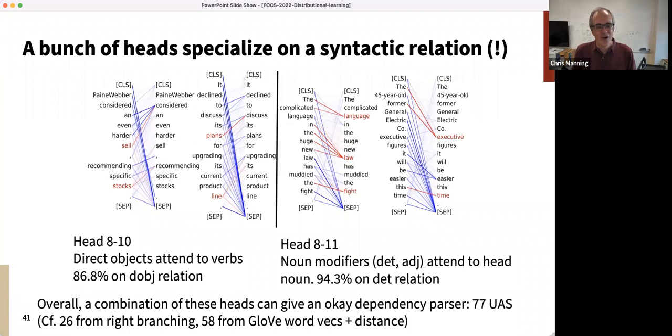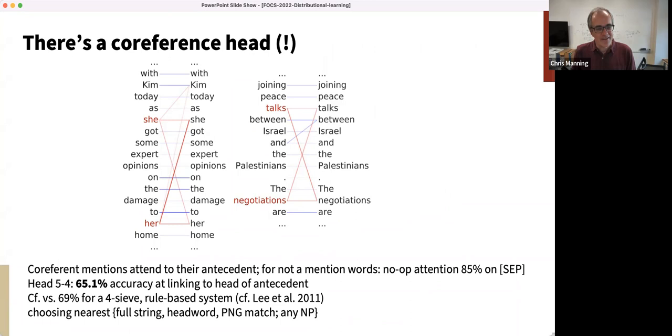There's another head that is basically a coreference head and tells you about things like pronominal and nominal coreference. So with Kim today, as she got some expert opinions on the damage to her home, this head that at her, it's pointing to her, she, and more weakly Kim. For she, it's pointing to her, she, and Kim. So again, coreference relationships back, even for nominal cases. So joining peace talks between Israel and the Palestinians, the negotiations are that negotiations and talks are both pointing to each other. So that's kind of cool, but we're interested in doing a bit more than that.